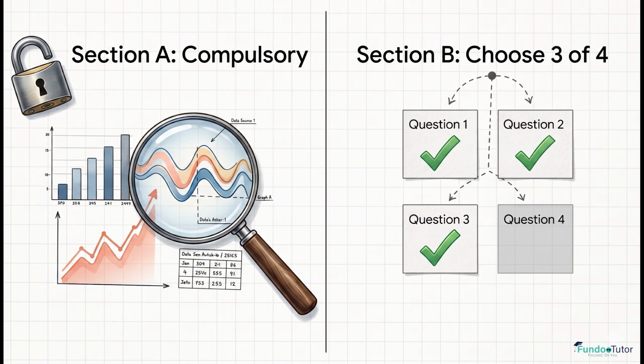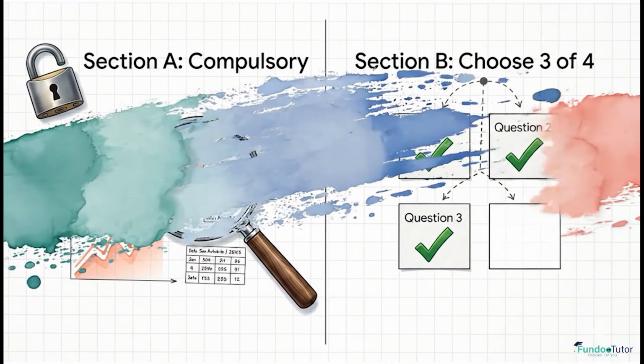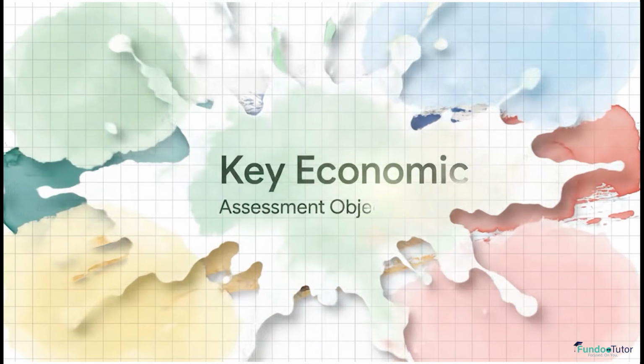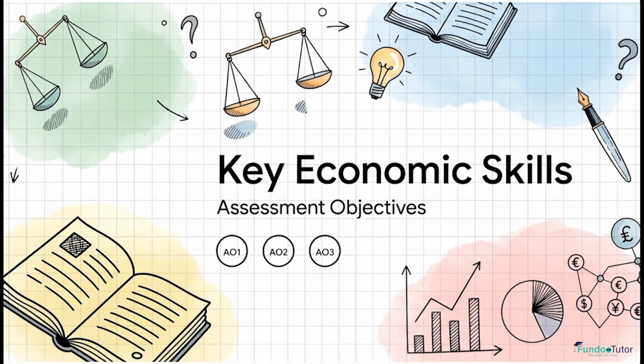So, how does it work? The paper is split into 2 sections. In Section A, there's one big question you have to answer. It's worth 20 marks, and it's usually based on some data or text they give you. Then you get to Section B, and here you get a choice. You have to pick 3 questions to answer from a list of 4, and each of those is also worth 20 marks.